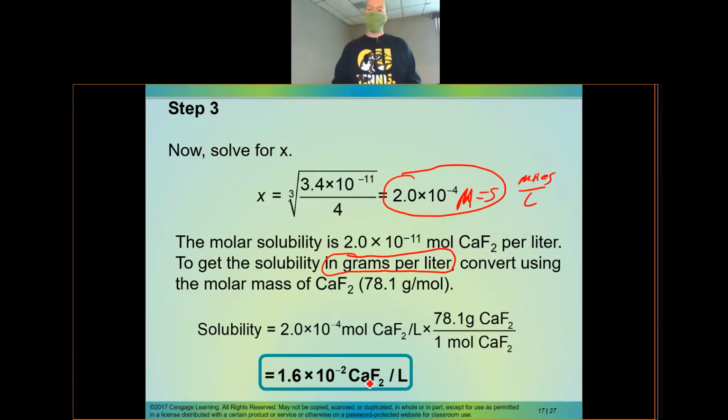So now you look at the periodic table and you have your calcium, which is 40, your fluorine, which is 19. You add them up, you get 78.1. All right, so then you have to then multiply your grams per mole times your moles per liter, and you see that the moles cancel, and now you have grams per liter.